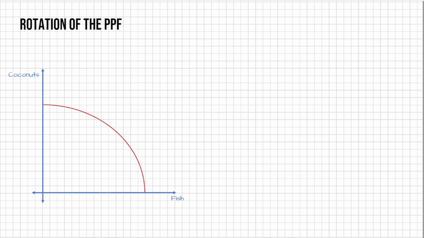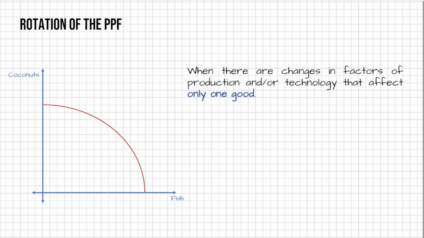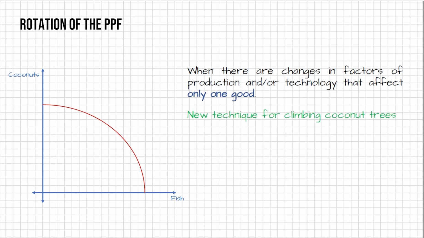The PPF rotates when there is a change in factors of production or technology that affects only one of the two goods, either coconut production or fish production. Let's say Robinson learns a new technique for climbing coconut trees. That's only going to affect coconut production.